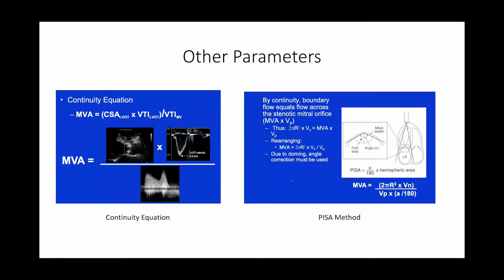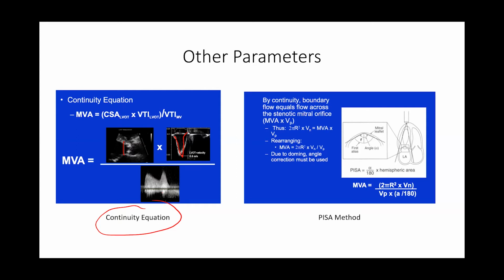So there are a few other parameters which may be helpful, but we don't measure them on a routine basis. These are the level 2 recommendations. First is the continuity equation, which we do for aortic stenosis. The top things are the same, the LVOT diameter and your LVOT trace. Instead of aortic valve VTI, we just change it to mitral valve VTI. Then, based on the continuity equation, you can calculate your mitral valve area.